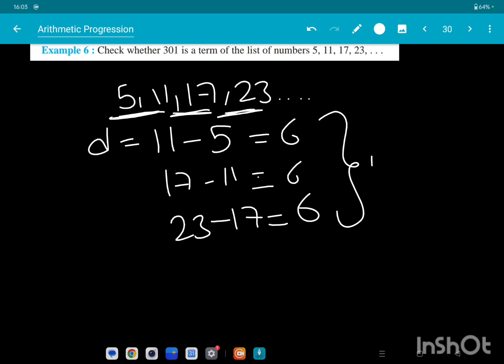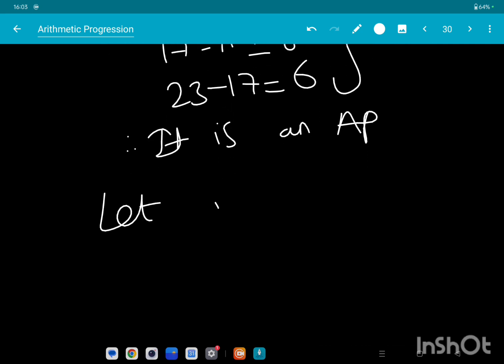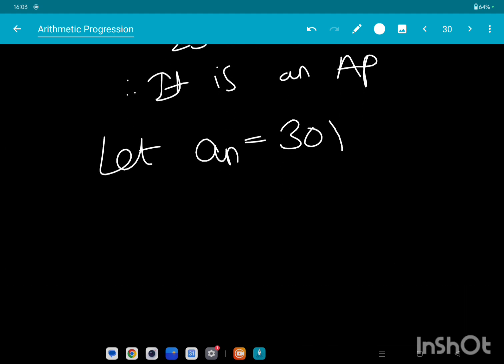Here the common difference is the same. Therefore, it is an AP, right? It is an AP. Now we need to find whether 301 is in this AP or not. How can we find it? Let an equal 301. What is the formula for an? a plus (n minus 1) into d.